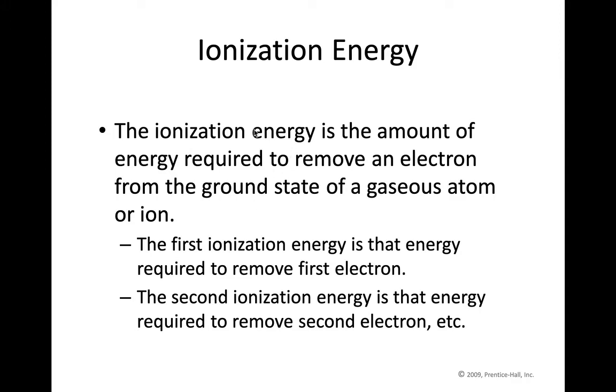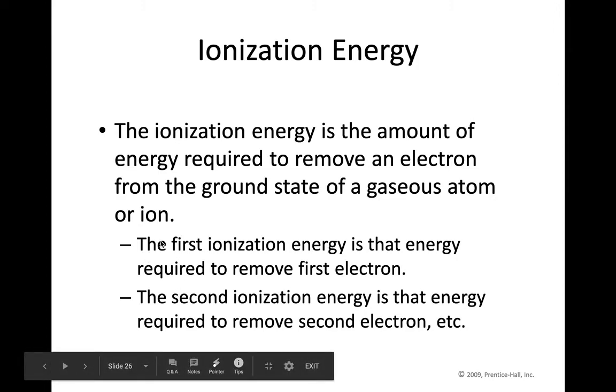Ionization energy is the amount of energy required to remove an electron. So the farther out an electron is, the less tightly it is held, the easier it's going to be to remove, and the lower its ionization energy. Also remember that we can remove more than 1 electron. The first ionization energy is the energy needed to remove the first electron, and then the second ionization energy to remove a second electron after that. Typically, it's easier to remove the first one.